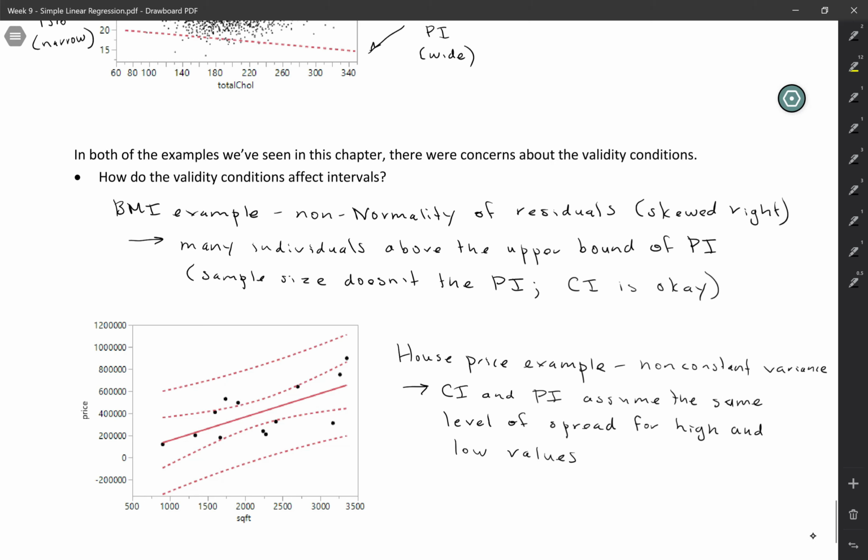Whether you're estimating the mean or the individuals, these intervals assume that we have the same spread on the low end and on the high end. It does dip in a little bit towards the middle, but on each side of the means, we're assuming that we have the same spread. So if that doesn't actually match the data, if we actually have way less spread, say on the low end than the high end, then those intervals aren't really accurate.